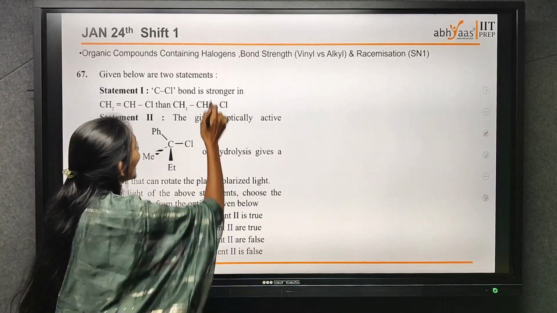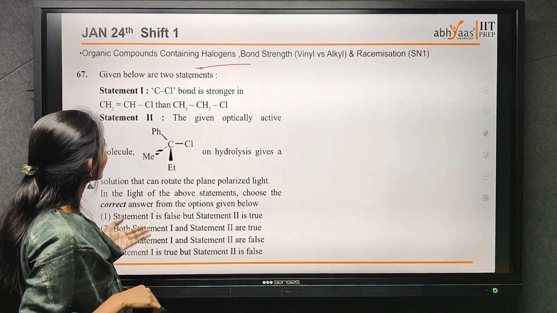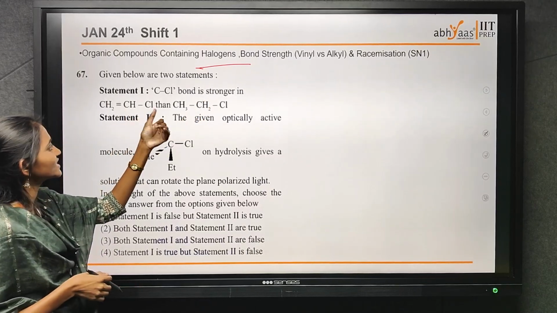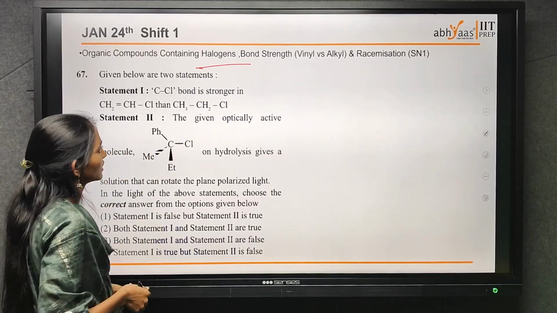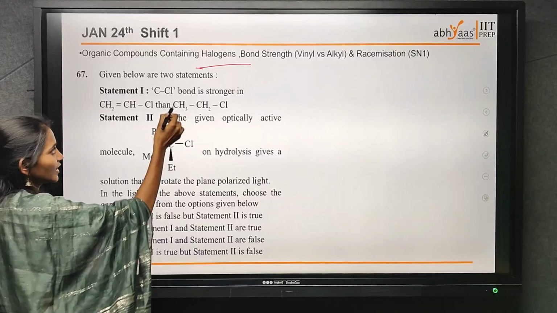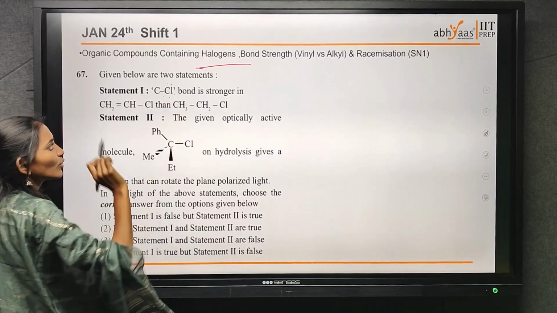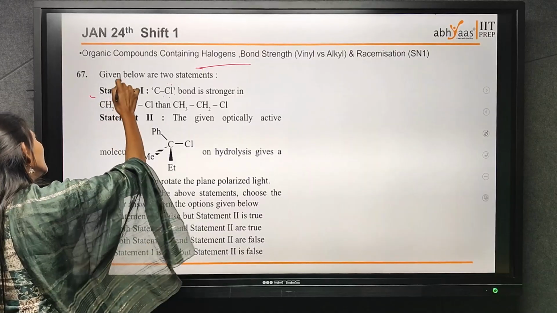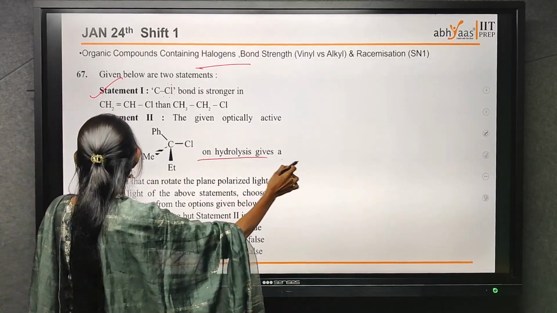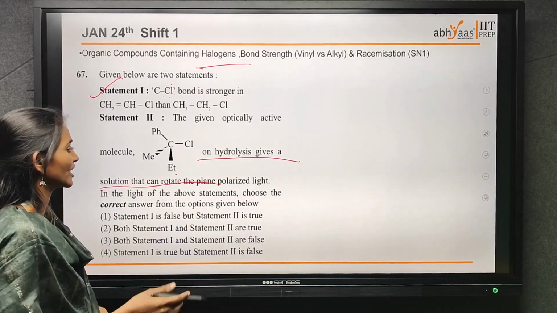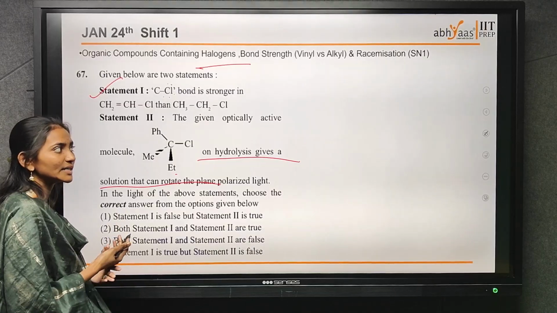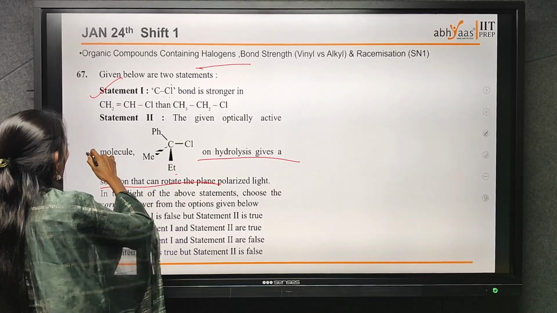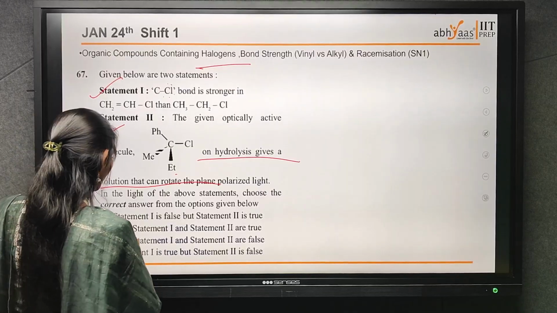Moving on to the next question. This question is asked from halogens, right? This is a statement based one. The carbon chlorine bond in CH2=CHCl is stronger than in CH3CH2Cl. Yes, because it has resonance, so the bond has partial double bond character and the bond length is smaller. Statement 1 says an optically active molecule on hydrolysis gives a solution that can rotate plane polarized light. Chiral carbons can give optically active compounds, right? So statements 1 and 2 are both true.